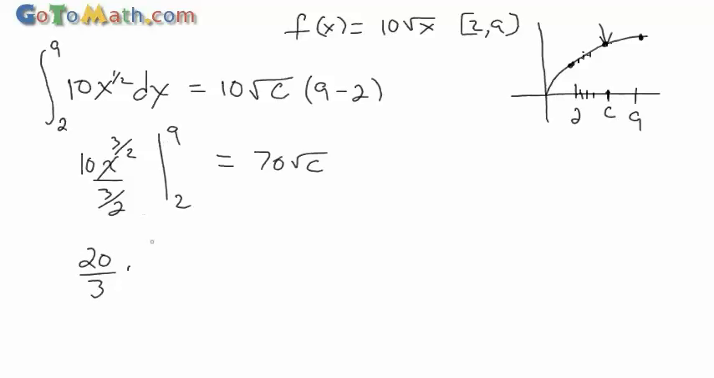Then we plug in our upper bound, so we have 9 to the 3 halves. The square root of 9 is 3, and 3 cubed is 27. So that ends up being 27 times 20 over 3. 3 goes into 27 9 times, that might be 180. Okay, let's plug in 2, so let's do this again. We have 20 over 3 times 2 to the 3 halves. 2's not going to break down any, is it?